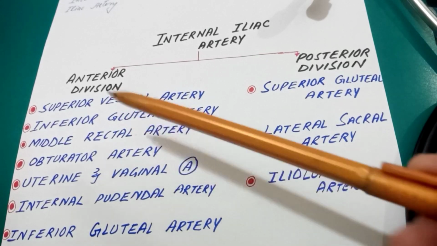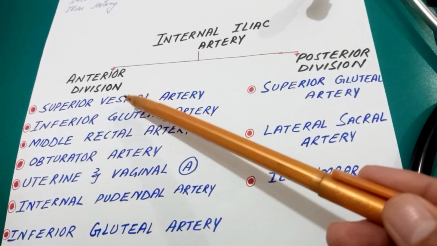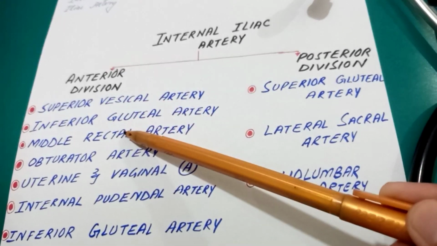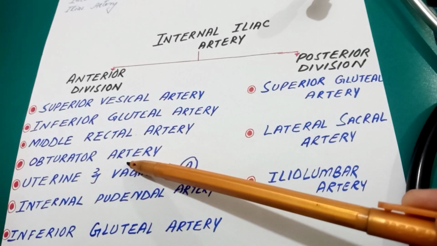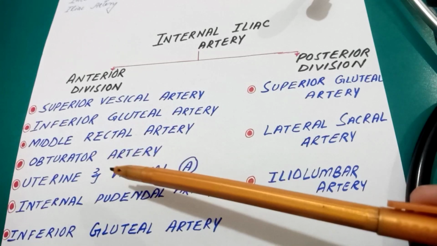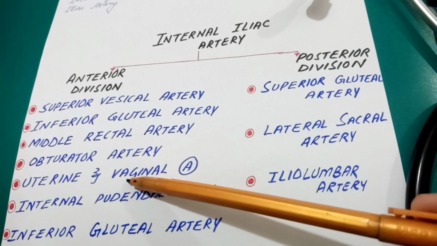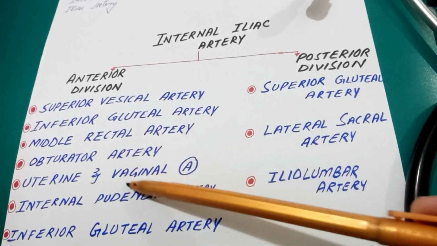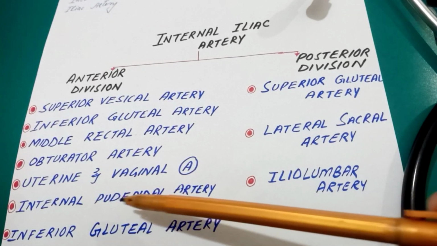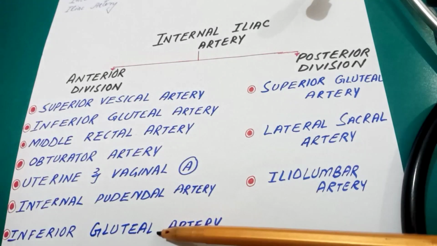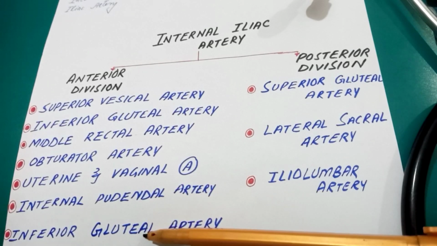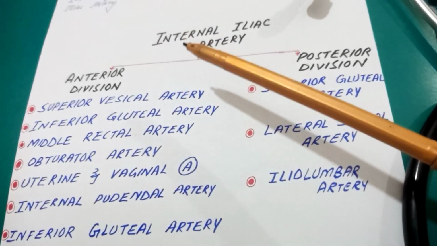So the anterior division gives off superior vesical artery, inferior vesical artery, middle rectal artery, obturator artery, which supplies the obturator compartment of the leg, then uterine and vaginal artery. So these are the branches, and its two terminal branches, that is the internal pudendal artery and the inferior gluteal artery. These two are the terminal branches of the anterior division of internal iliac artery.